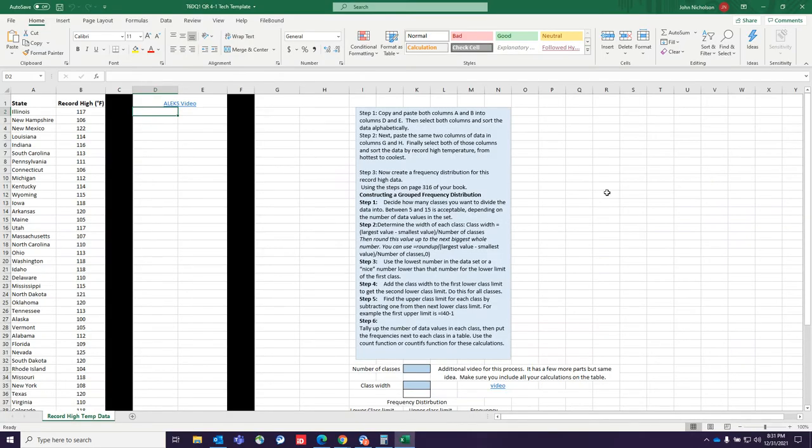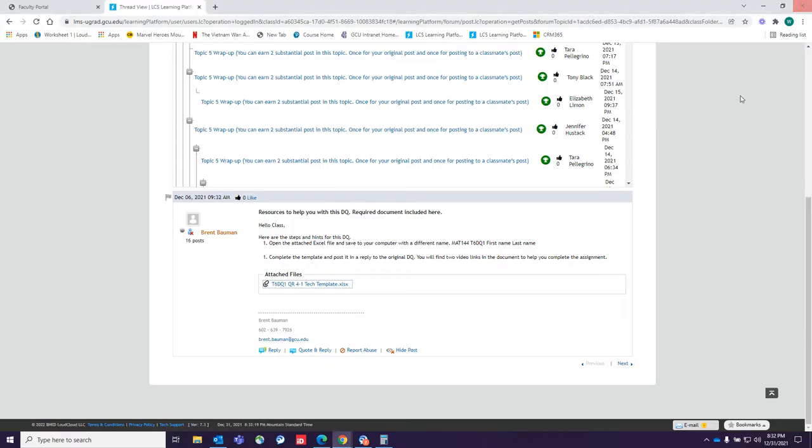So this first week, DQ1 requires you to do a frequency table on two data sets. One data set is blood type, and the other data set is record high temperatures in all 50 states. Make sure you study the videos and ALEKS on the count if function. It can count both alphabetical data as well as numeric data. And there should be a video there on how to deal with and construct frequency tables as well.